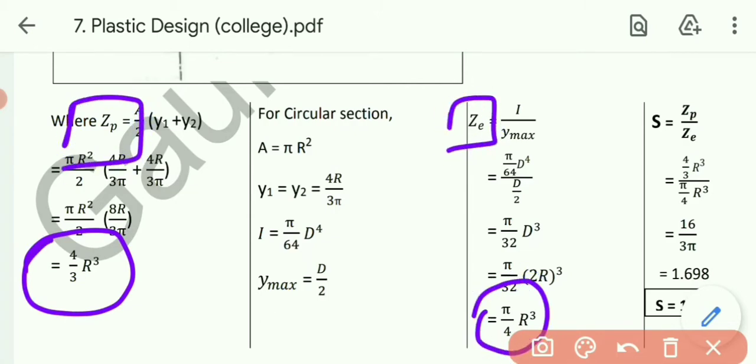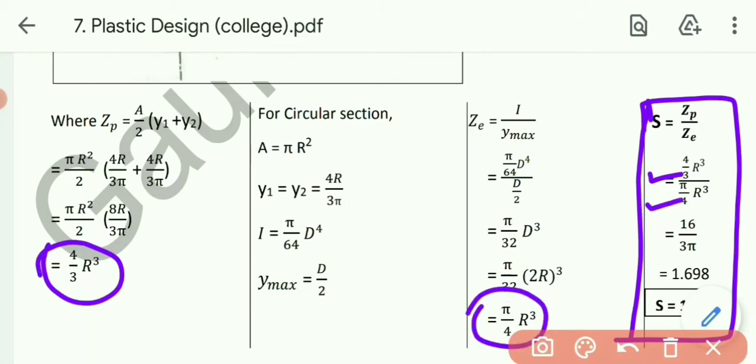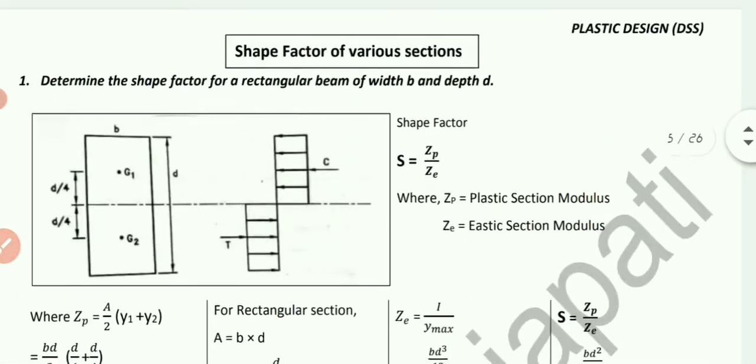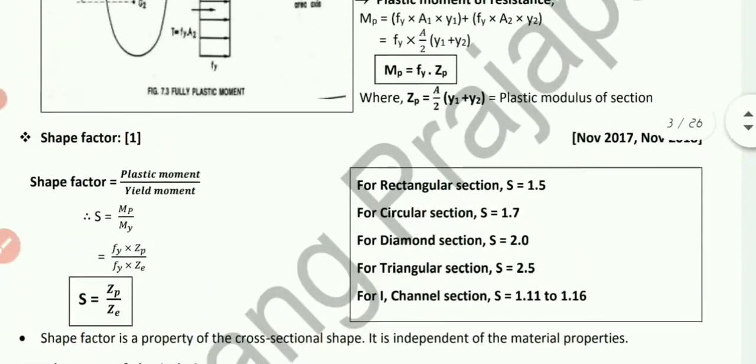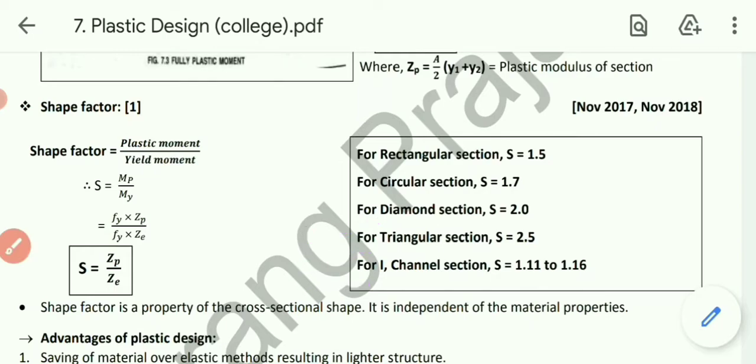So now let's find the shape factor, that is Zp upon Ze. Zp is 4 by 3 r cube, and Ze is pi by 4 r cube. r cube will be cancelled. Ultimately it will be 16 by 3 into pi. So simplifying this one, we will get the value 1.698. So ultimately the final shape factor will be 1.7. So this is the shape factor of the circular section, as I have given already earlier. For the circular section, s equals 1.7. Similarly, we can obtain the shape factor value for diamond, triangle, and I, or we can say channel section.